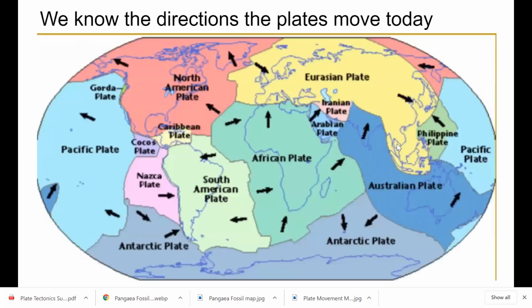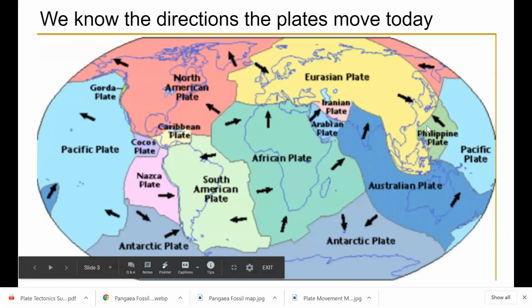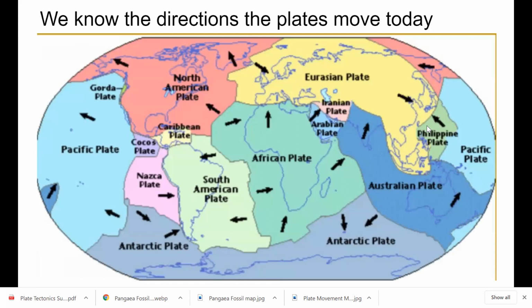So we know the directions the plates are moving today. And feel free to look at this map, get an idea of which way they're moving. So if we know which way they're moving today, you could kind of figure out where they used to be based on how fast they're moving today.